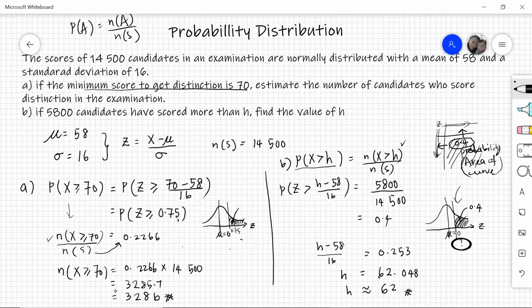So that is how we solve the question under the normal distribution. Now, for almost every year in the SPM, the probability distribution questions are asked in this way. So that's it for the distribution question. I shall see you next class. See you in the next session.